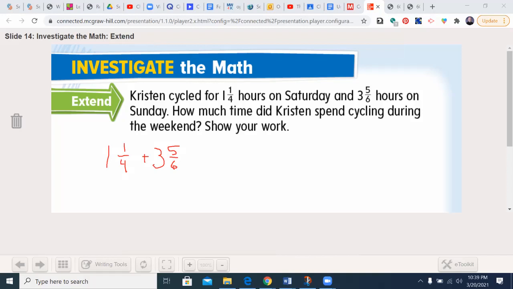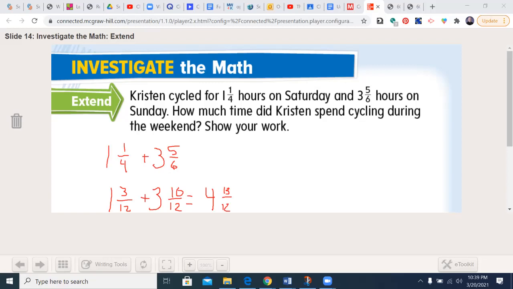So my first step is I want to get these to have a common denominator. The least common multiple of 4 and 6 is 12. So 4 goes into 12 3 times. I do need to write the 12. 1 times 3 is 3, plus 3 is my whole number. I know that 6 goes into 12 twice, so I multiply that 5 by 2 and I get a 10. Now I add 1 plus 3 is 4. And I have 3 plus 10 is 13 twelfths.